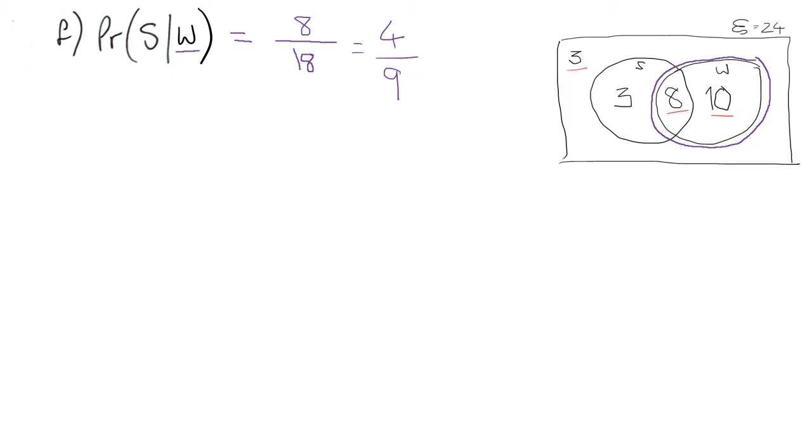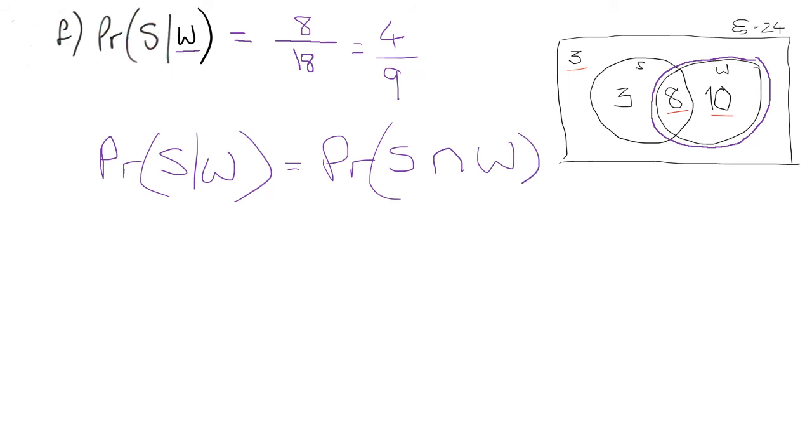just getting the theoretical probability. But we can also use our formula, which is that the probability of S given W is going to be the probability of both things happening, so S intersection W, over the probability of W. Now, if you've already calculated the probabilities, or if you've just been given the probabilities, this might be a better approach. But yeah, if you've got the Venn diagram, probably go with the Venn diagram.